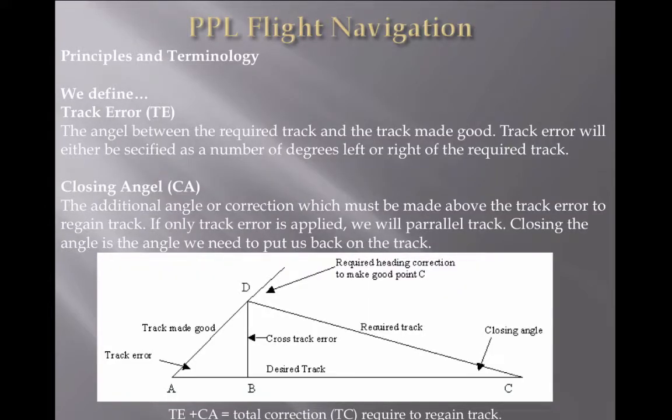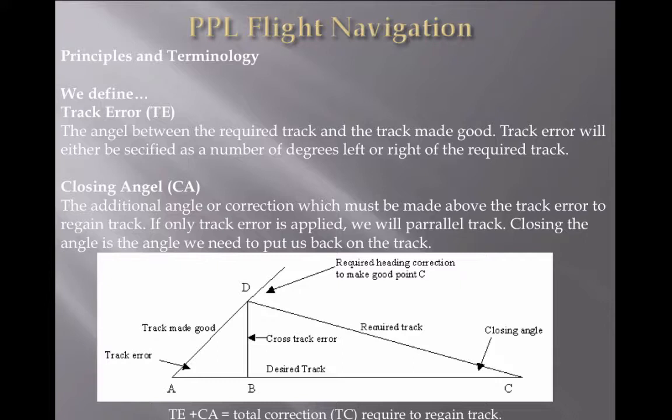Now, back in lesson 1, under the definitions, we defined the track error to be the angle between the required track and the track made good. The track error will either be identified as a number of degrees left or right of the required track. Now, the closing angle is the additional angle or correction which must be made to the track error to regain that track.